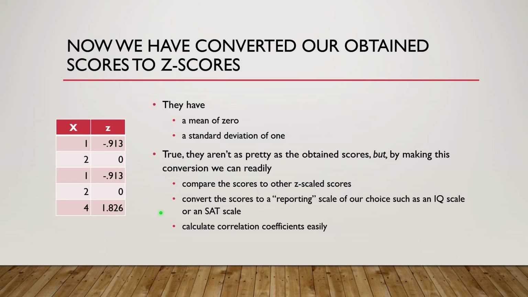We can convert the scores to a reporting scale of our choice. That is, we can report them as IQ scores or on an SAT scale or on something called the T-scale that I'll go over later. And we can calculate correlation coefficients fairly readily, starting with z-scores. And that's it.